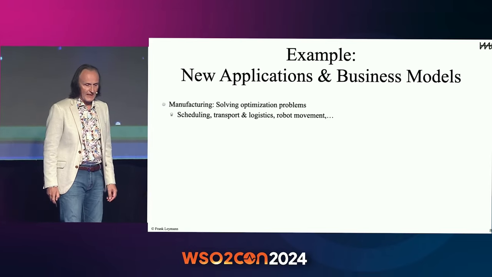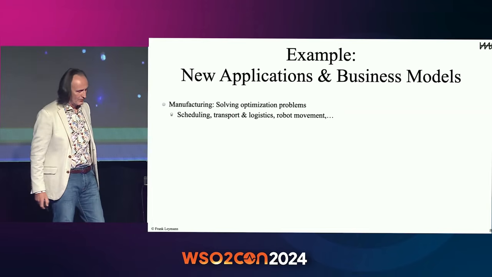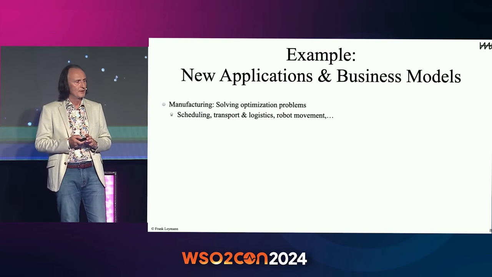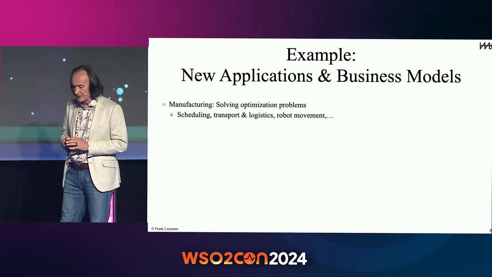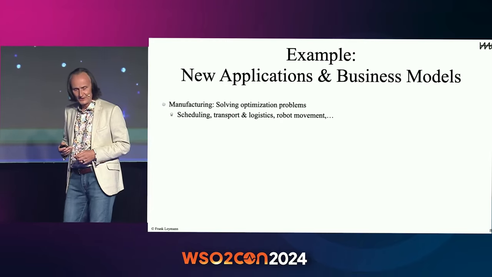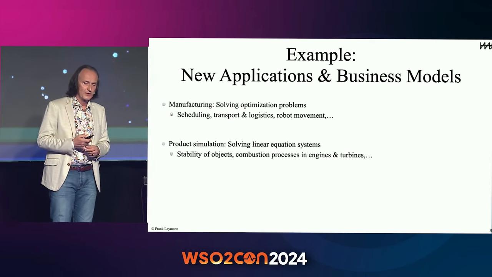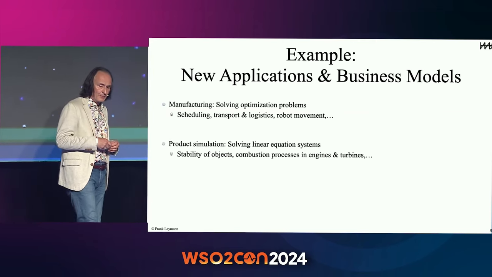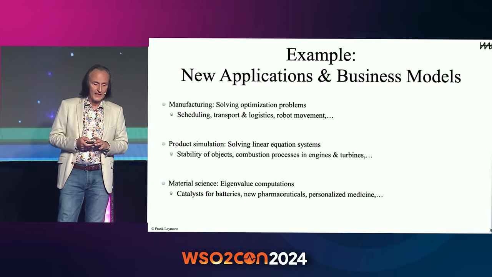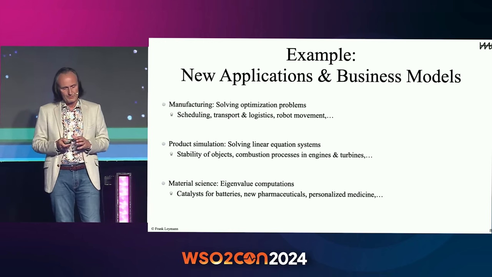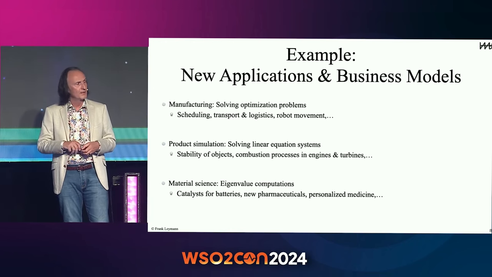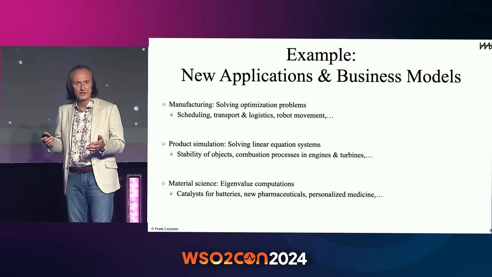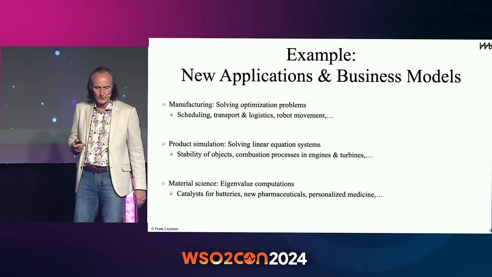So what kind of new applications do we have at hand? Having my university hat on, we have a bunch of projects with industry partners, and we work in the area of manufacturing to solve optimization problems, for example, in scheduling problems, transport and logistics, robot movement can be efficiently computed here, in product simulations where we solve linear equation systems, where we check stability of bodies of cars, of objects, combustion processes in engines and turbines, and in material science, again, this is an eigenvalue problem, right? People are using quantum computers to find new catalysts for batteries, to detect new pharmaceuticals, and people are already speaking about personalized medicine, so that pharmaceuticals will be produced exactly for you, for your body, for your disease that you may have.